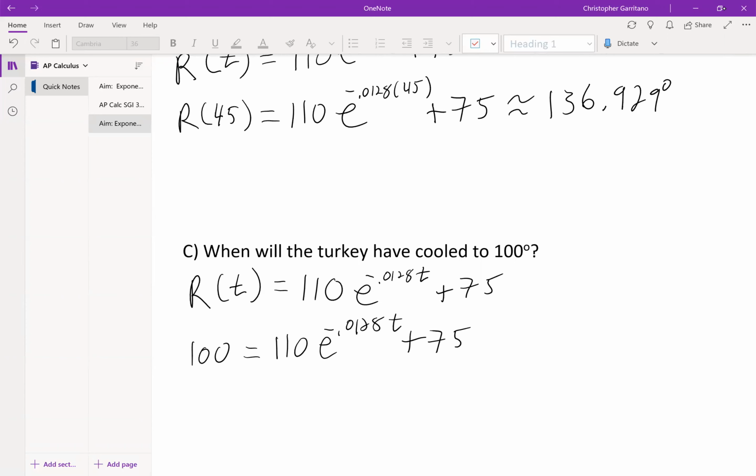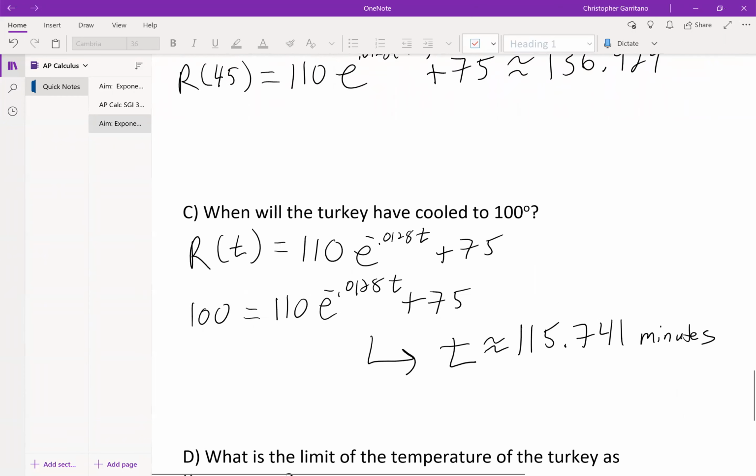And again, this is just algebra from this point. And I'm going to skip the algebra. But you should end up with t equaling something around, so let me do approximate. Since we are approximating that value of k, you should get something around 115.741 minutes. Okay. If you don't understand how to get there, please come see me during SGI one of these days very soon.